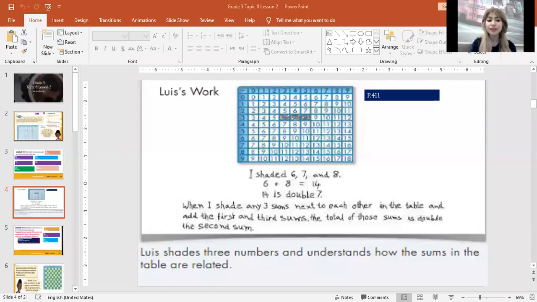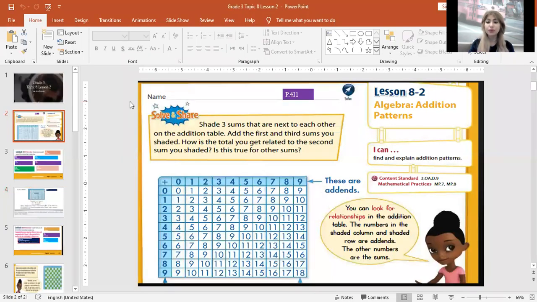Now I have so many ideas about the project, so I will give you so many ideas for the project. If you didn't do it, please do it. So the first one is for lesson 8.2, algebra addition patterns.